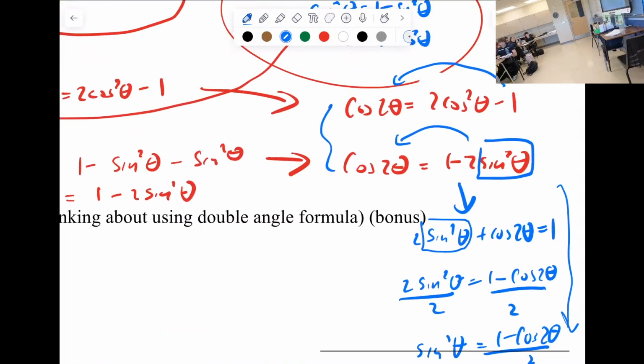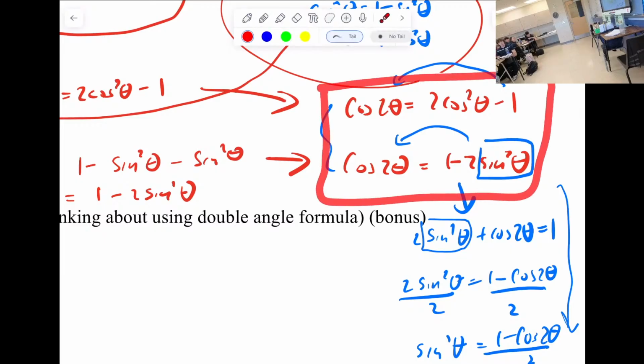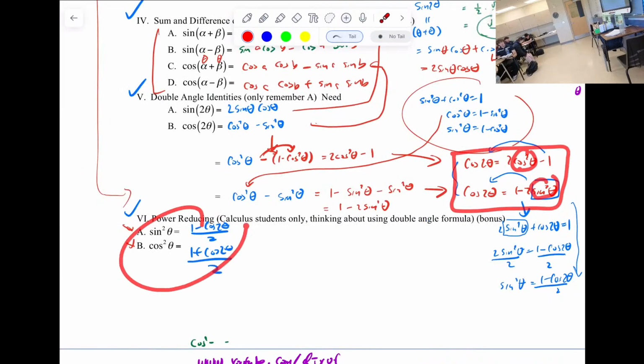It's basically I take these two functions that you get from the double angle identity. If you guys don't understand, it's actually easy. If you take this and solve for this, you're going to get the power reducing formula. If you take this and solve for this, you're going to get the power reducing formula. Basically just isolate the cosine squared or isolate the sine squared. Eventually you're going to get these two formulas.